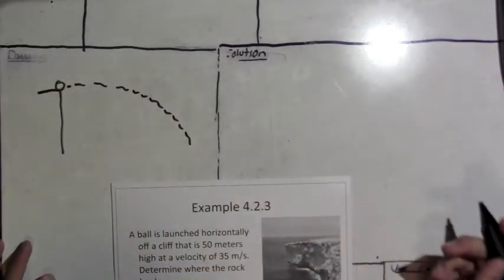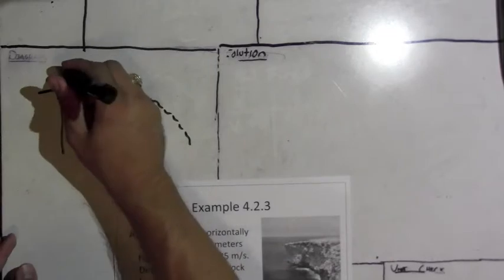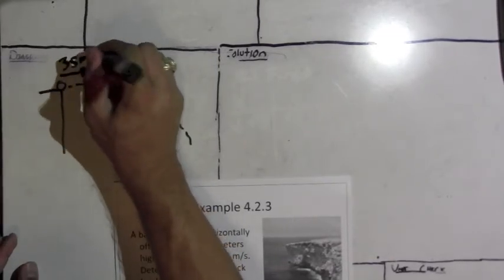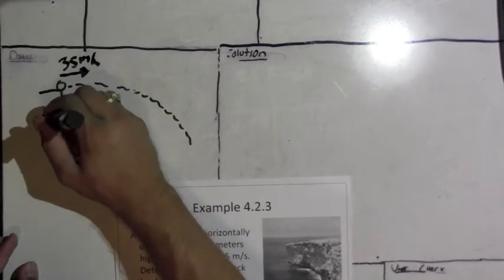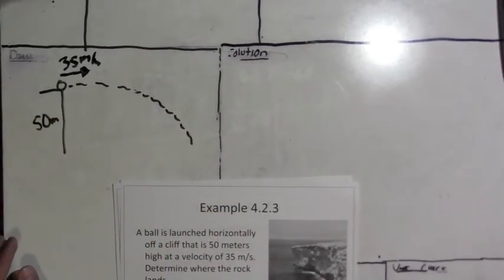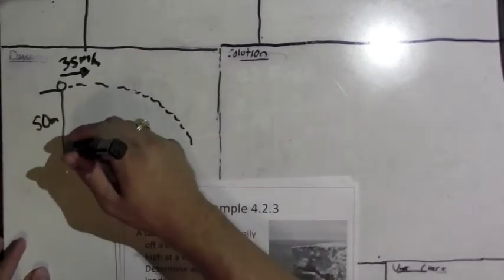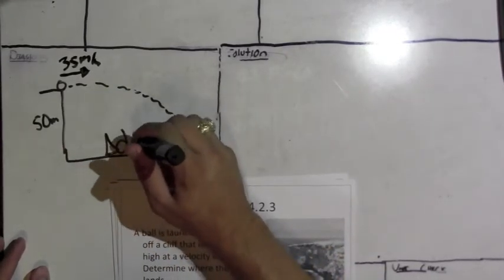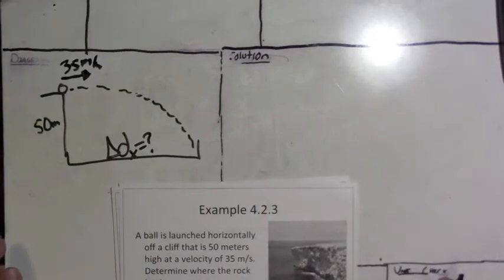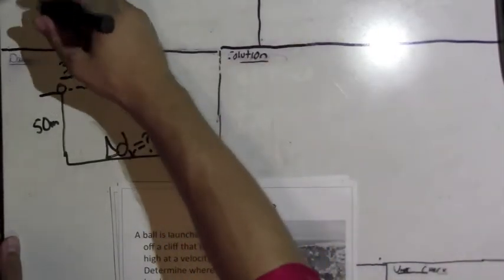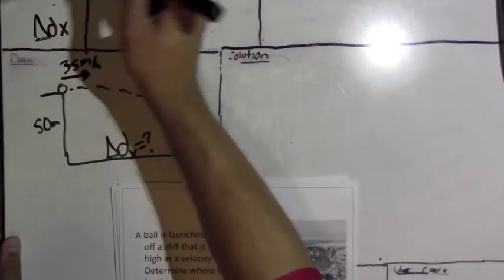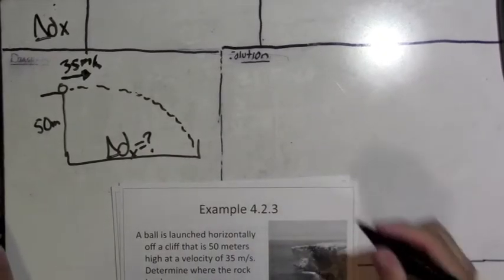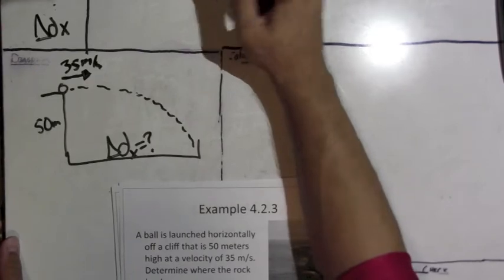We know that it is launched at a horizontal velocity of 35 meters per second. We also know that the cliff is 50 meters tall. We want to know where it lands. So our given information, we're going to go ahead and find delta dx, or the displacement. We know that this is a two-dimensional problem.